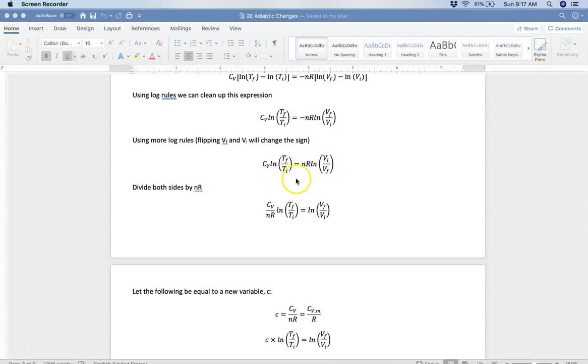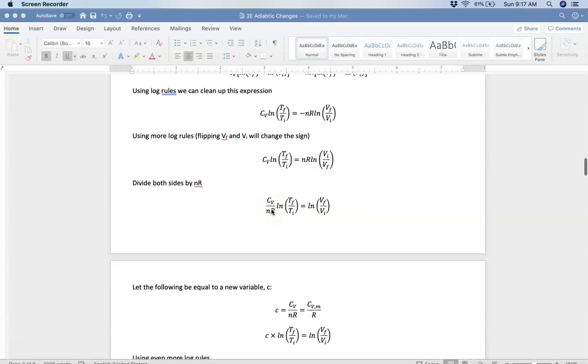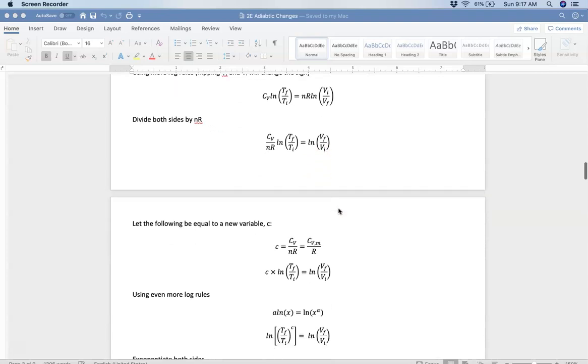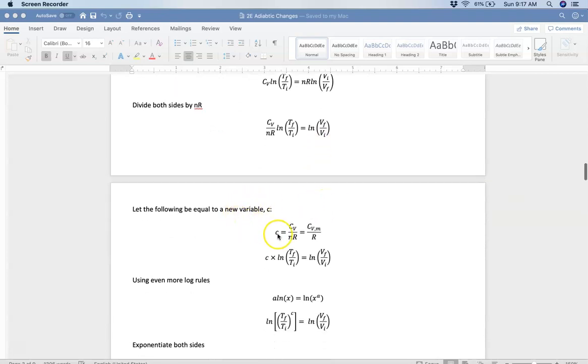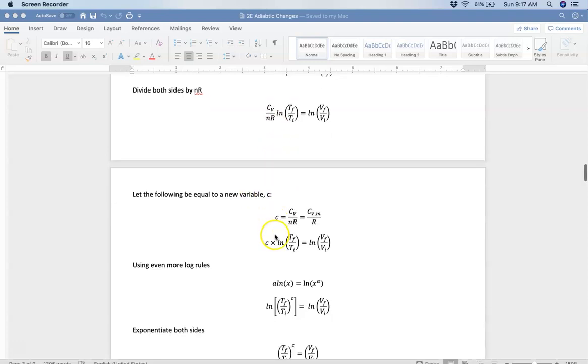If I divide both sides by NR, I bring them over to the left-hand side, I have this equation. And to make our lives a little bit easier, at least the math, we're going to take this variable here, CV over NR. It's basically lumping all the constants together, and so we'll call it a new constant, little c. So we have our lowercase c.